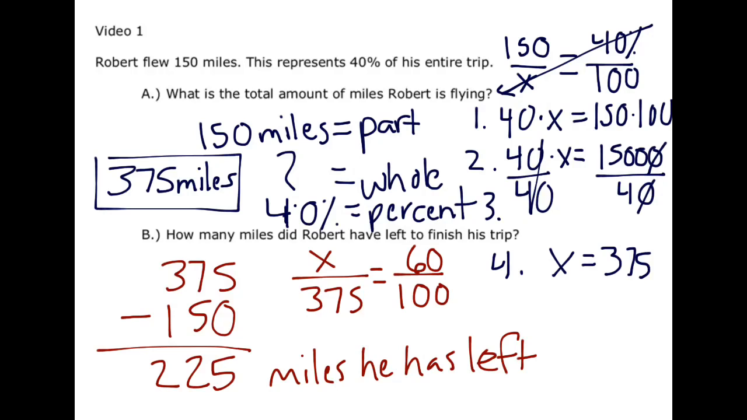So I would need to know the total in order to make that happen and to solve for it. And so that would be my proportion that I set up. Or, like I said, once you find out that's 375 miles, you could just take 150 miles away from it in order to get your answer.